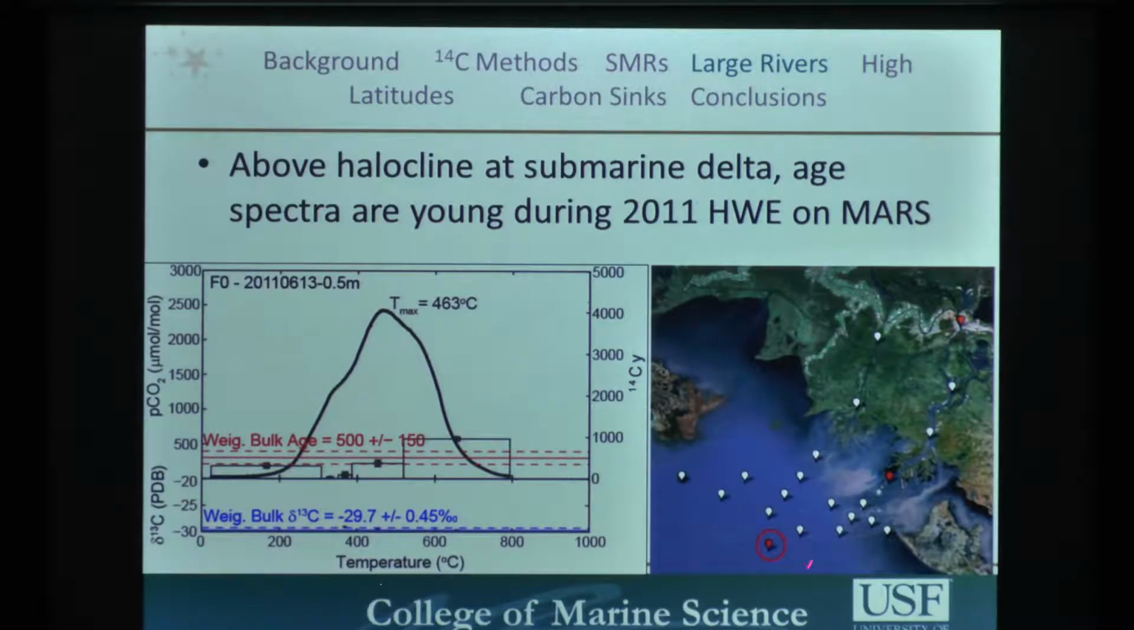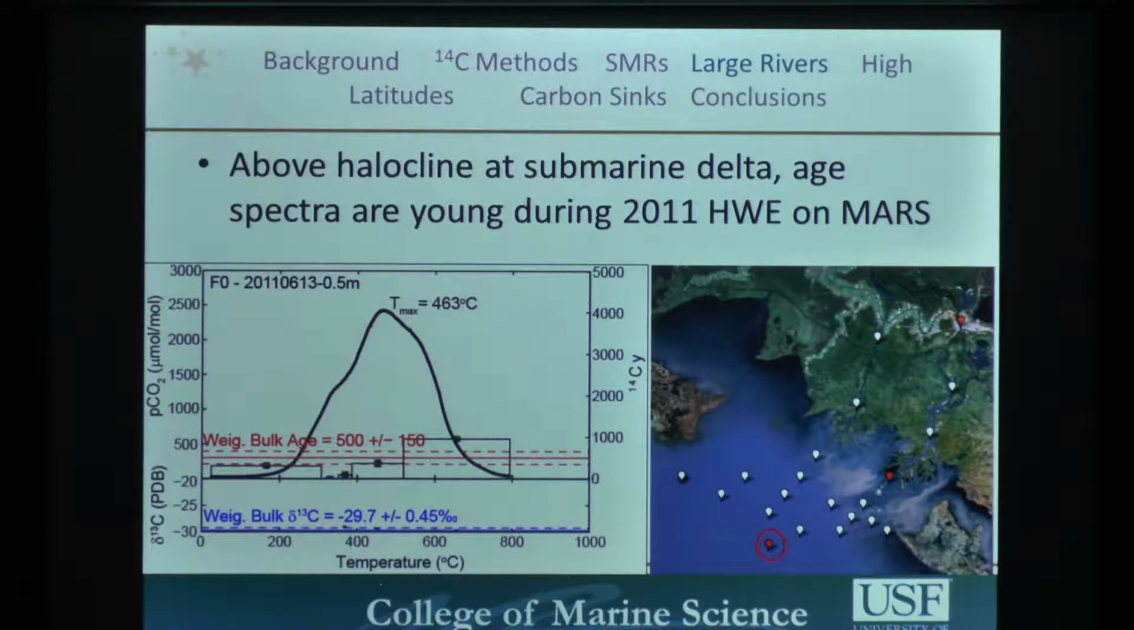And this is the offshore sample, the furthest offshore one that we take from him. And we have another age spectrum here, very young. This is right after the peak flow of the 2011 high water event. You can see that the ages get older with temperature, but they don't get very old at all. And there's a lot of actual bomb radiocarbon in this sample. This was sampled at 0.5 meters depth.